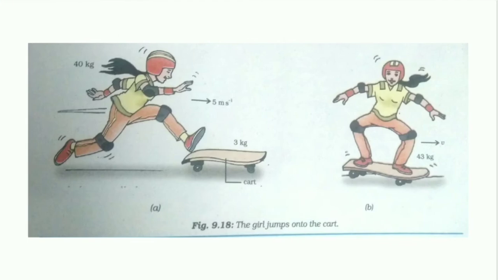Now here in this picture, we find in figure A girl of mass 40 kg jumping with a velocity of 5 meters per second. The mass of the cart here is 3 kg, but the velocity of the cart is 0 meters per second as the cart is not moving. In figure B, we find the total mass after jumping is 40 plus 3, that is equal to 43 kg. And we need to find out the velocity v with which the girl is moving on the cart.